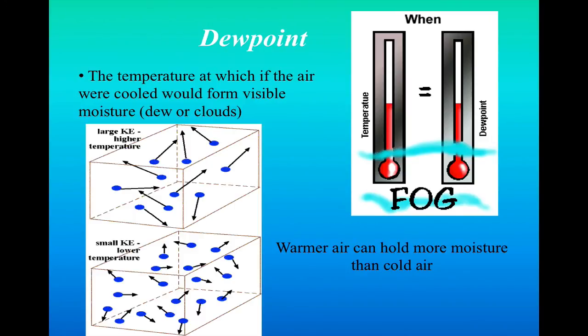And the question might be, why do I need to know that? Well, that's what we're going to define right here. So let's talk about the dew point. The dew point is the temperature that you would have to cool the current air mass to get visible moisture. You say, well, what in the world does that mean? Well, let me give you an example before we go on too far here.